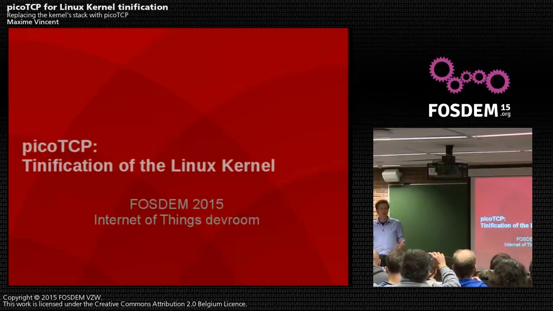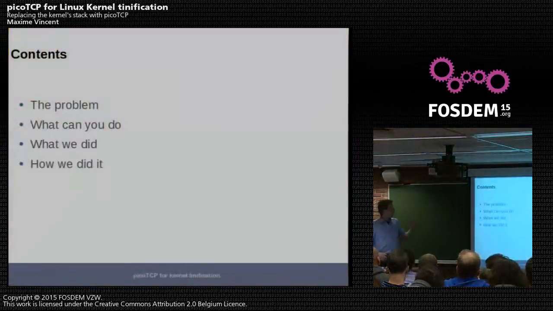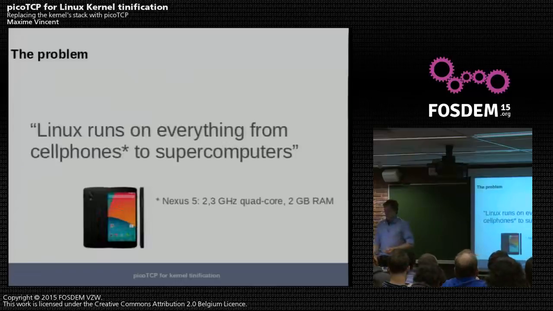And we've got this great operating system, which is Linux, and we'd like to use it as much as possible in the IoT. So this is briefly the content that I'm gonna go through, and the first point is the problem. What is a problem that we see for using the Linux kernel in the IoT? What can you do about it? What did we do about it, and how did we do it?